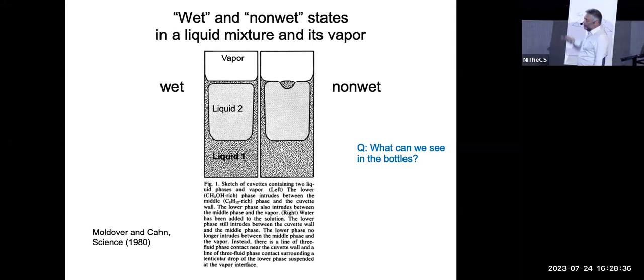What is in these liquids? So liquids are mixtures of, in this case, methanol, cyclohexane, a bit of water, and a bit of dirt called dye in order to enhance the contrast between the two phases. And you see two different configurations. And there's lots of differences between these two pictures. But what is of interest now for us is what happens up here at the liquid vapor interface.